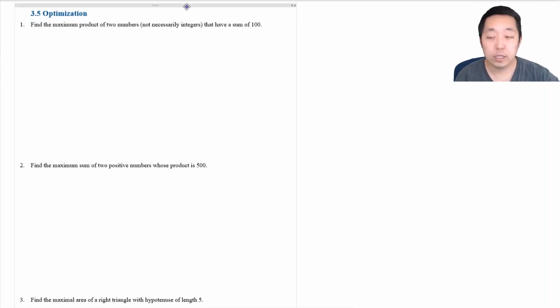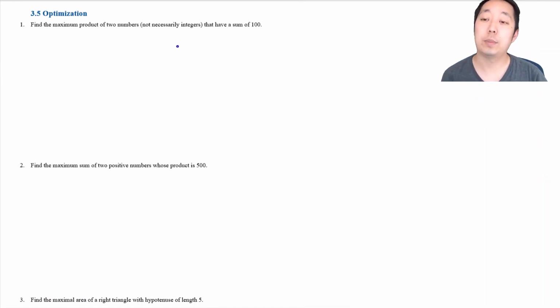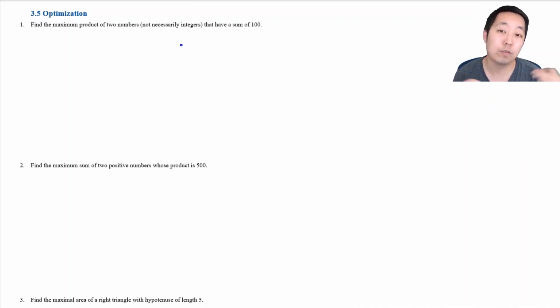So in these problems, we're going to be looking at optimization. And optimization is a pretty common topic in calculus. And like related rates, the biggest part is to make sure you set it up. And then we're going to use our techniques to maximize or minimize a given function using the first derivative test or second derivative test. So that's the general idea.